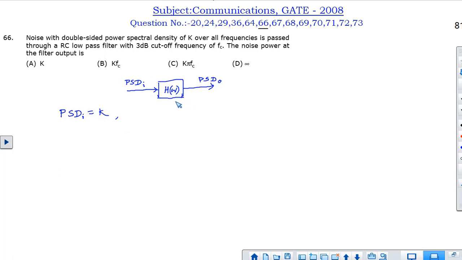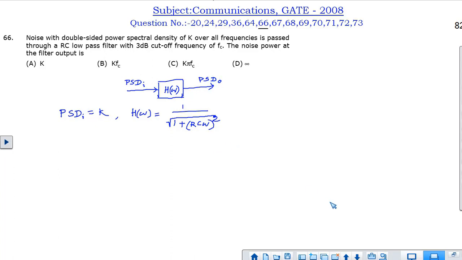Now, it is also given in the question. The transfer function h omega we can easily find out, because the low pass filter is given. The system is basically an RC low pass filter, and its cutoff frequency is FC. We can easily write h of omega. H of omega with unit gain we can write as 1 by square root of 1 plus (RC omega) whole square. So this is the h of omega.